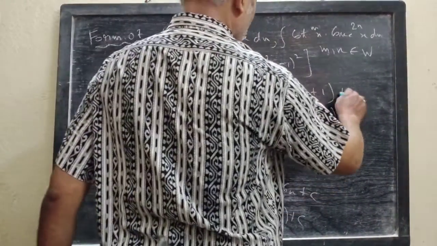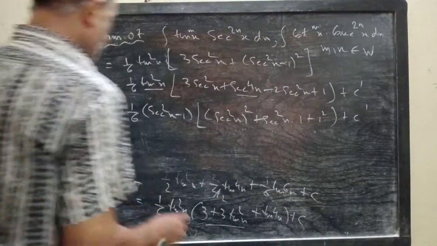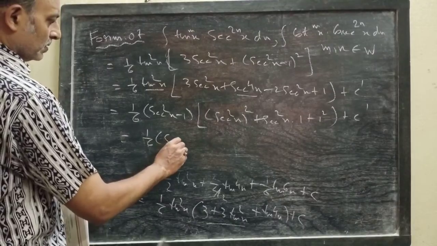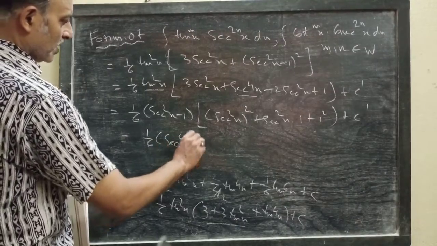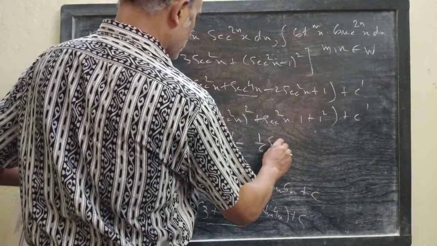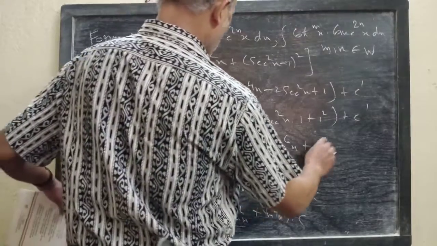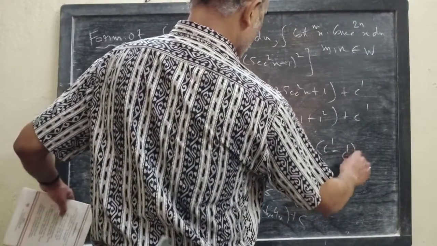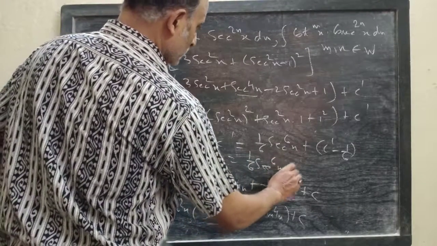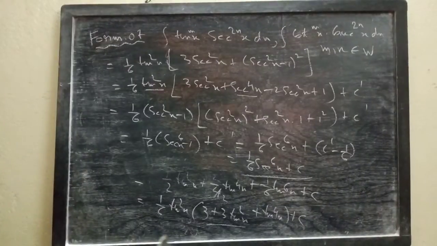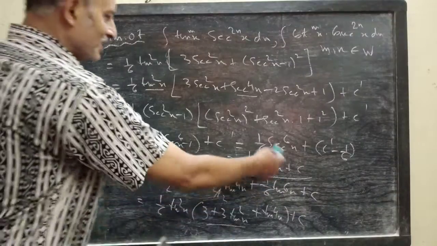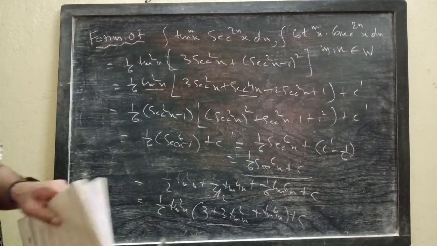Oh, I am not writing c. This is c dash. So your answer will be 1 by 6 sec to the power 6x minus 1 plus c dash. So your final answer will be 1 by 6 sec to the power 6x plus c dash minus 1 by 6. So ultimately your answer becomes 1 by 6 sec to the power 6x plus c. But this answer is correct. I am just showing you that this can also be the answer.